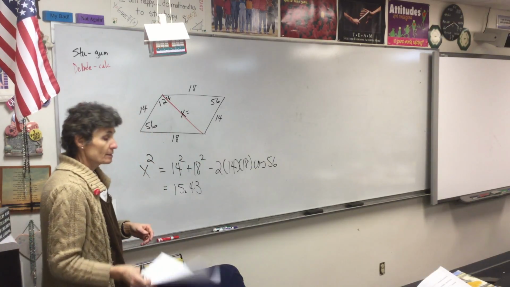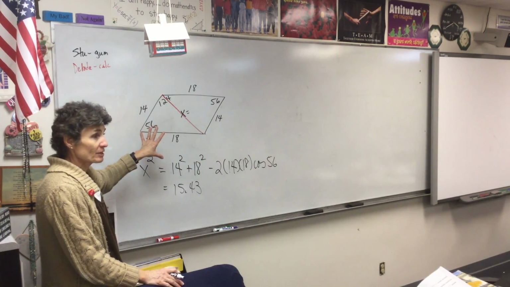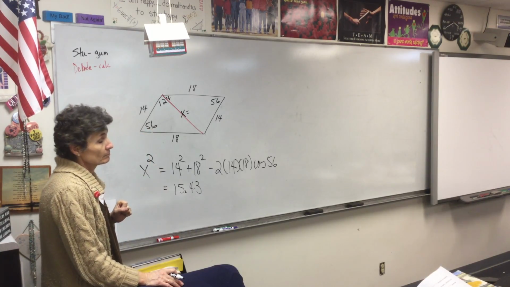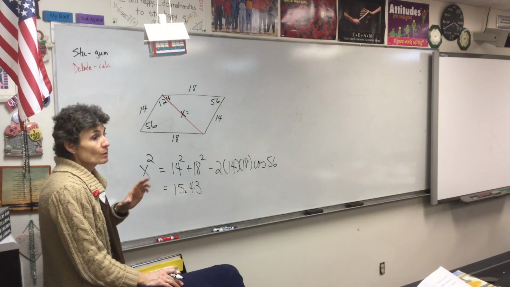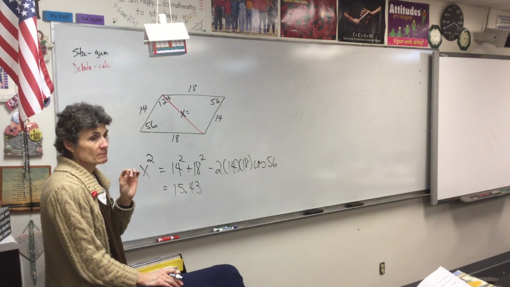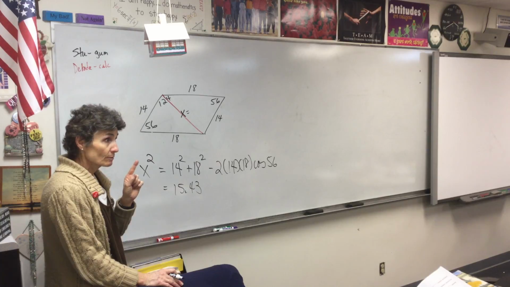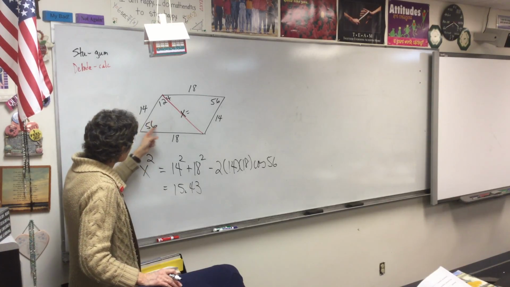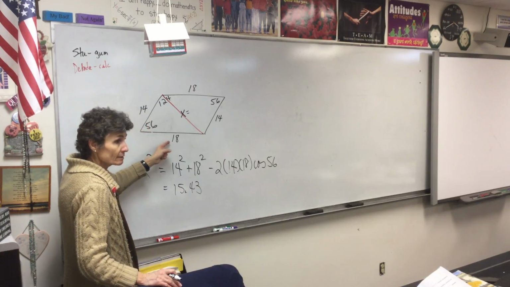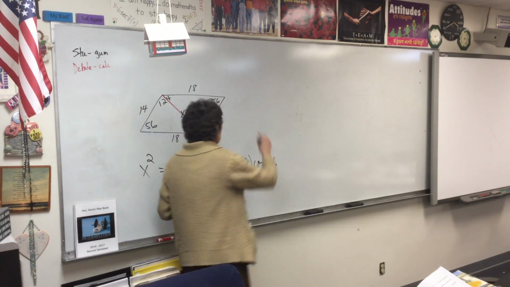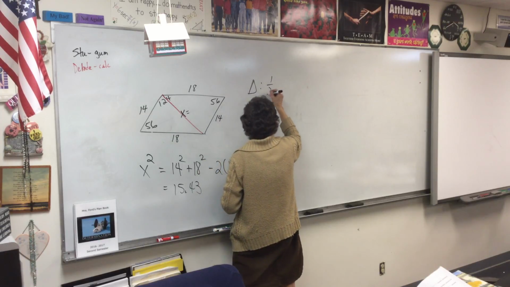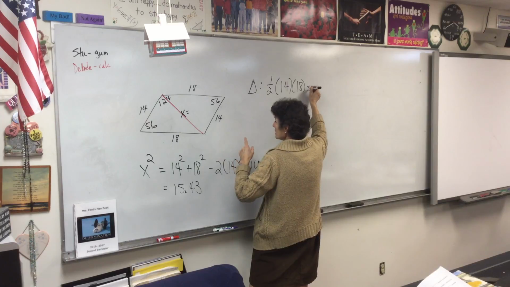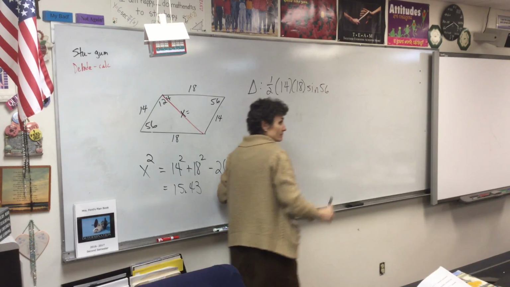Number 2 says, take that picture and find the area of it. Now, we don't know about parallelograms, but we do know about triangles, right? Could I find the area of this triangle really, really easily? Yeah. So the triangle area is 1/2 times 14 times 18 times sine 56.